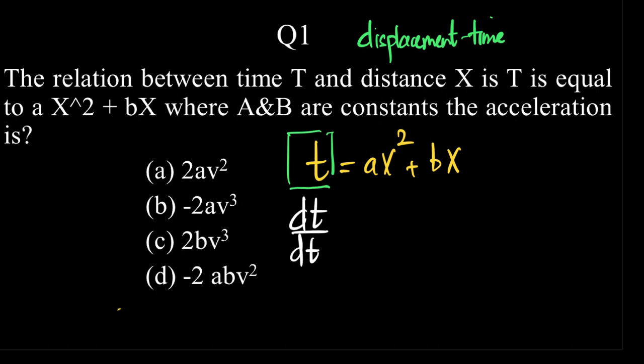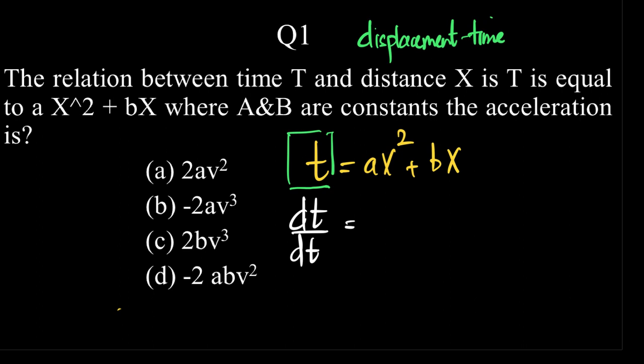Differentiate with respect to time, what do I get? d by dt of ax² is 2ax and bx is b, right? No, it is not the case. See, that is what I was trying to convey.